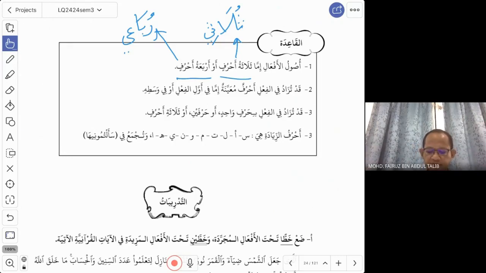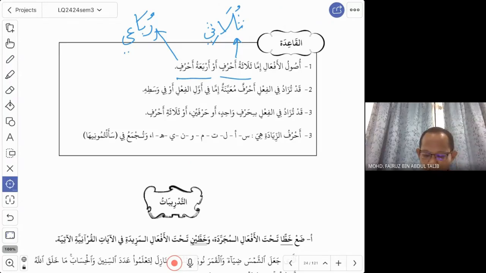Okay, the origin of the fi'l. There is no 5-letter fi'l. If you see a 5-letter fi'l, one of the letters must be an additional letter. If you see a 6-letter fi'l, at least 2. Sorry, 3 of the letters must be additional letters. Okay, so it is either 3 or 4 letters.